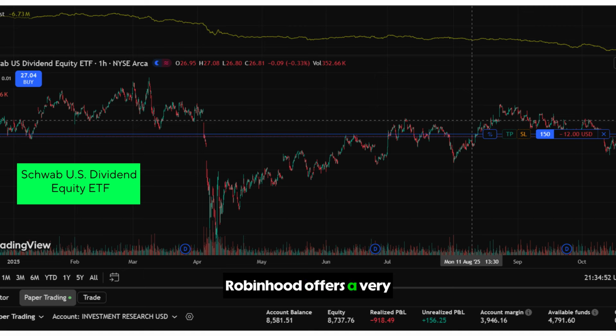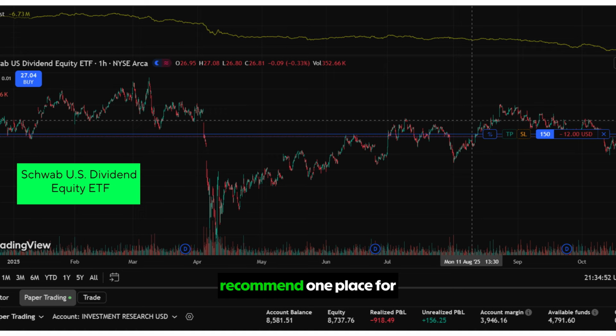Robinhood offers a very simple app and fractional shares plus commission-free trades, which is great for beginners, but it offers fewer retirement planning tools and less depth in research at the professional level. Interactive Brokers is powerful for advanced investors and traders. It has very low execution costs for big accounts and excellent global market access if you want to hold international dividend ETFs or trade in multiple currencies.